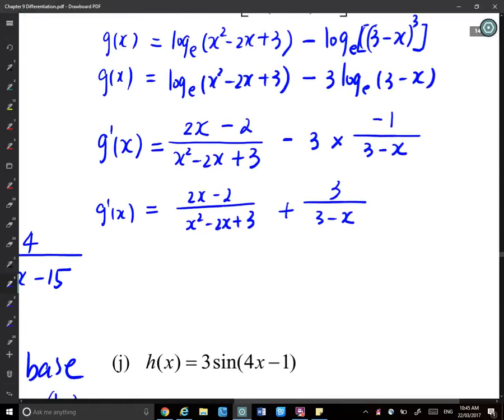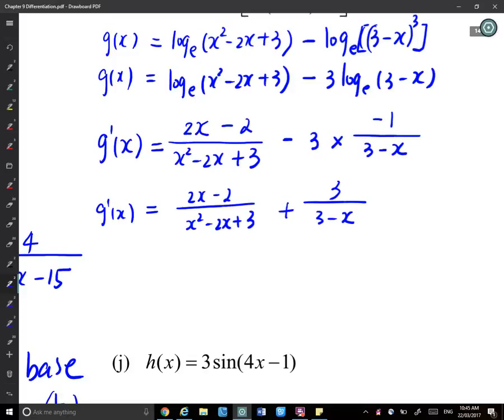I don't need to combine them, that's the derivative. Unless the question asks you to put it in a single fraction or to do some particular form. Otherwise, you can just leave your answer like that. It's the simplest version already.